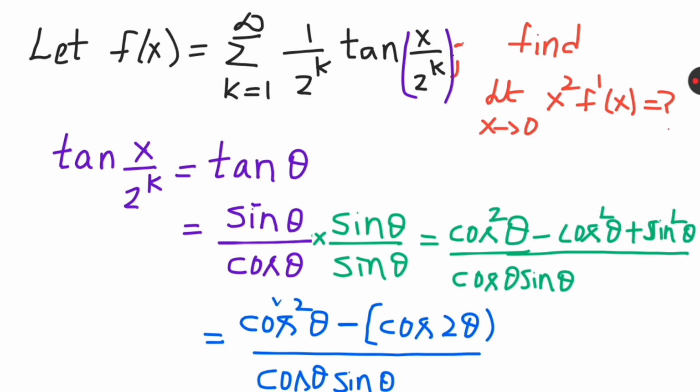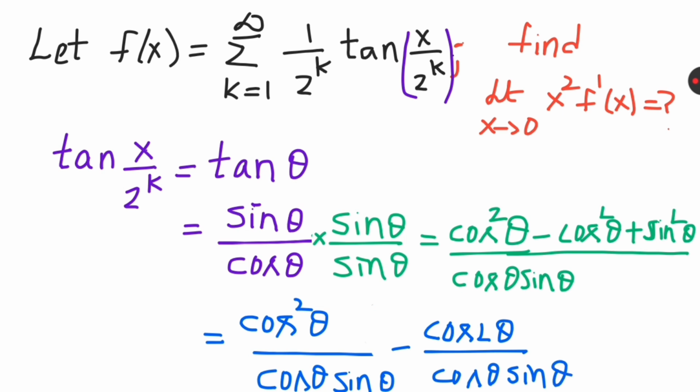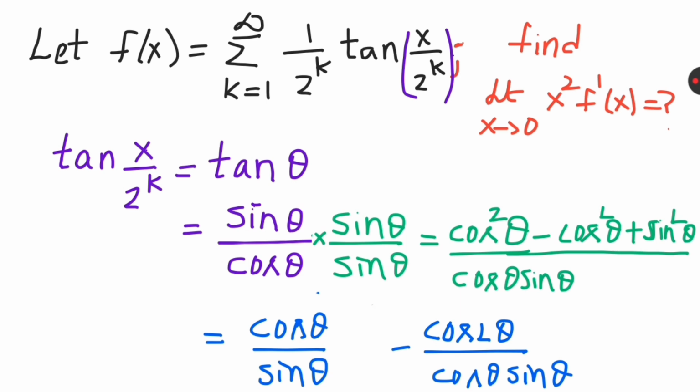At the numerator we have 2 terms, so the denominator goes to both terms. Divide it individually. Here 1 cos square theta and here cos theta get cancelled, so we are left with only cos theta over sin theta. And cos theta over sin theta, we know that it is cot theta. So let's simply write this as cot theta.